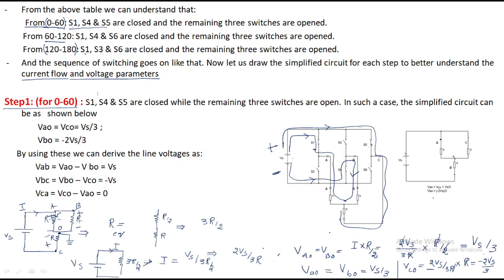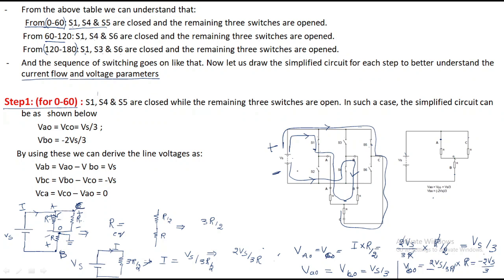Not VC0, sorry, it is B. It is B and it is C. So VA0, VC0. Don't confuse here. Just you will get the VB0 equal to like this. Nothing, just to simplify it.